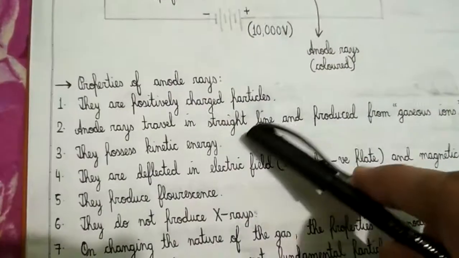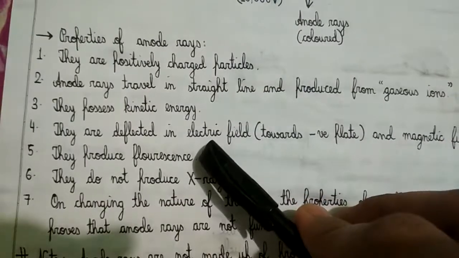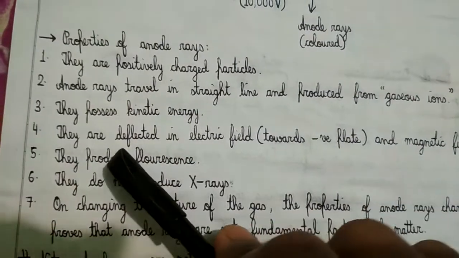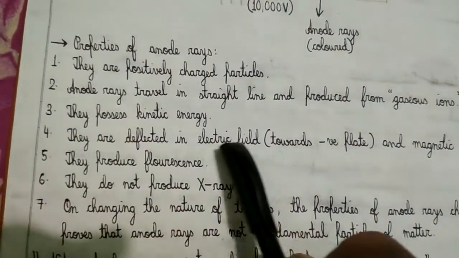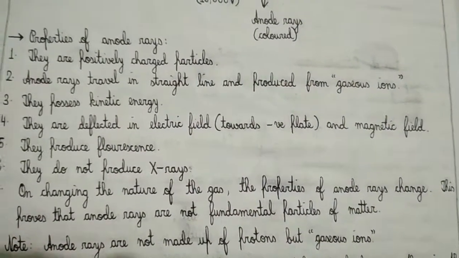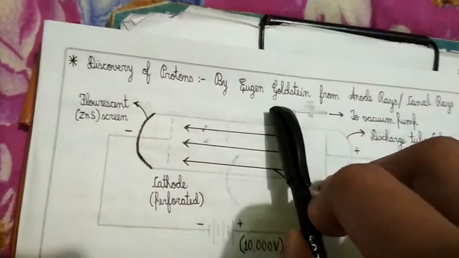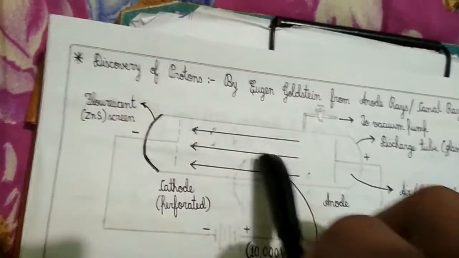They have the same properties as cathode rays: they produce kinetic energy, they produce fluorescence, and they are also deflected in the electric field and magnetic field, as positive particles should be. In an electric field, if we keep a positive plate and a negative plate, these rays will deflect towards the negative plate, so they are positive in nature.